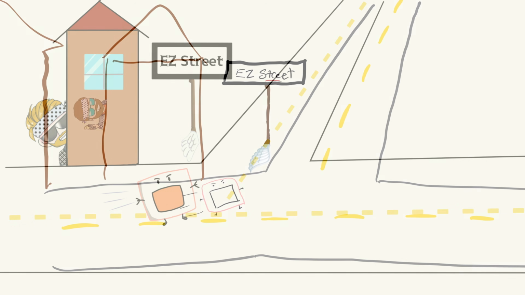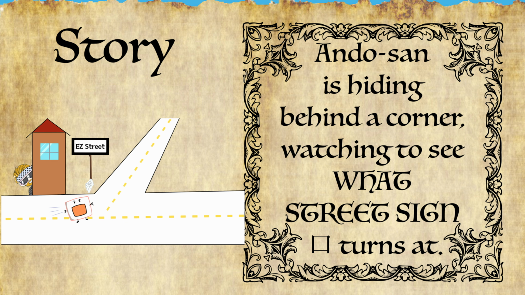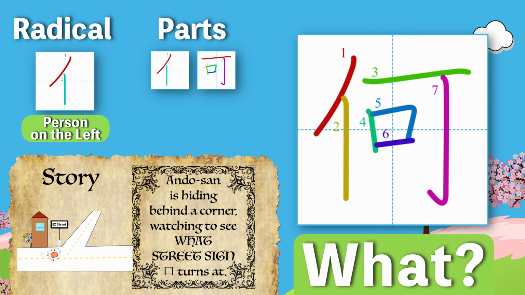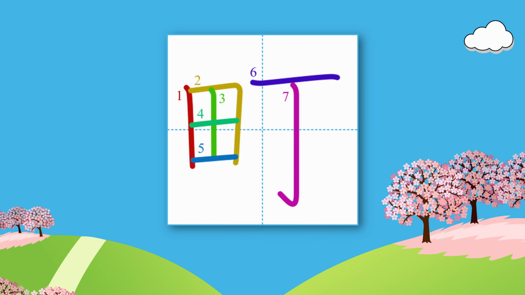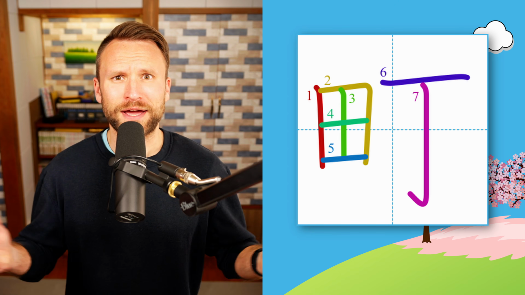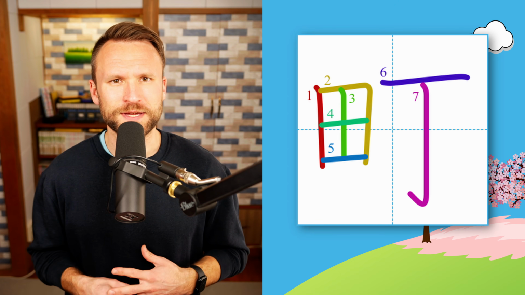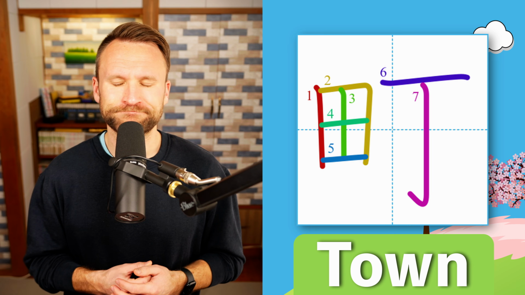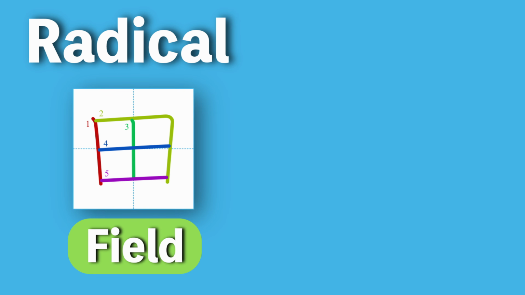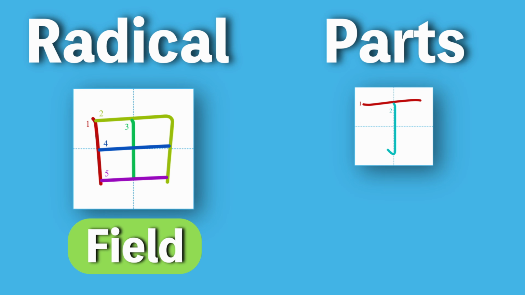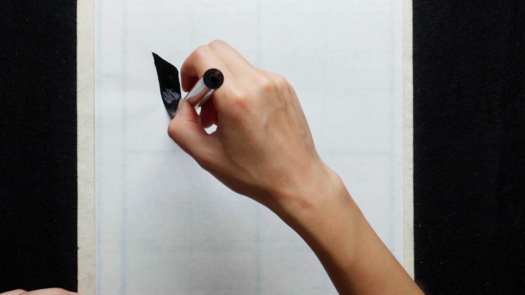For our story, we're going with Ando-san is hiding behind a corner, watching to see what street sign Mouth turns at. I think Mouth is just looking at the street sign to approve it, though. We're talking a lot about streets today. Almost enough to make a town out of, which is what this kanji means. Town. I tried. The official radical of town is field, and with that field comes a street sign for parts. There are 7 strokes in town.